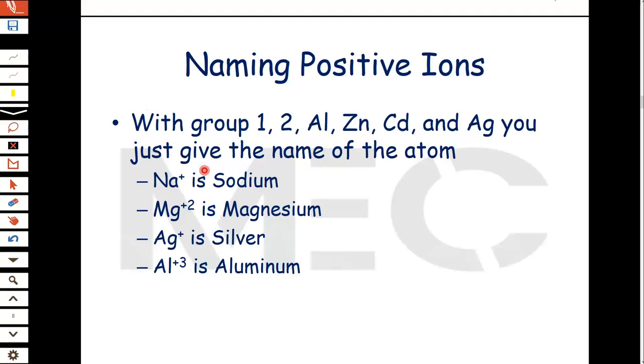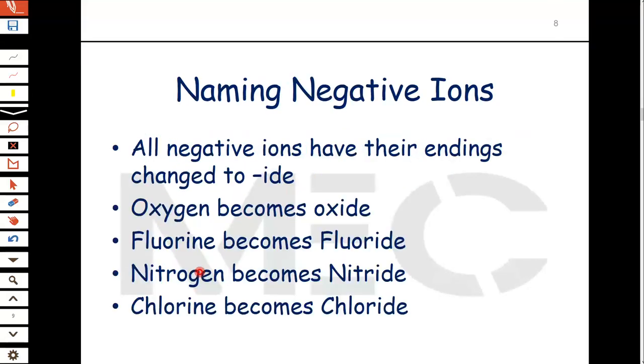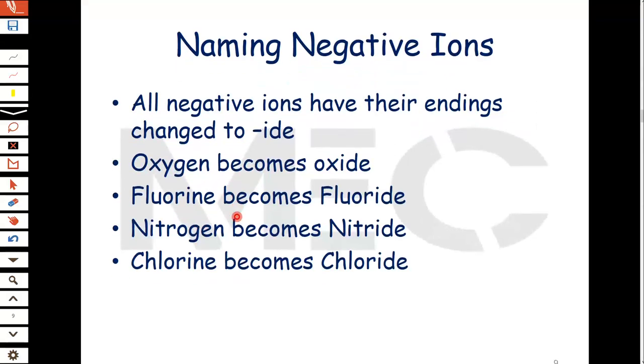So, for naming the positive ions or cations, the naming is easy. Nothing will be added. So Na plus is sodium ion, Mg2 plus is magnesium ion. That's it. But for negative ions or anions, an IDE will be added. All negative ions have their ending changed to IDE. Oxygen becomes oxide, fluorine becomes fluoride, nitrogen becomes nitride, chlorine becomes chloride.